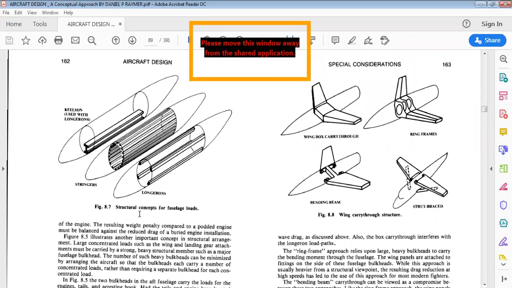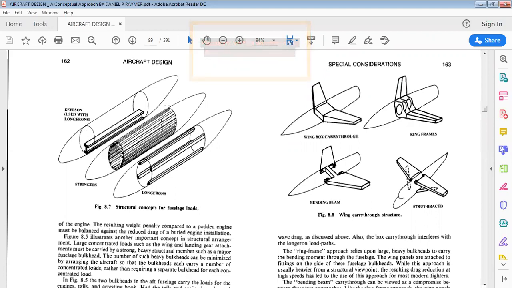And also we can see the structural concepts of fuselage loads. You can see we have stringers, and a keelson used for longerons. You can see the I sections and T sections being used, and how the load will be acting on them. Whenever you are going to design a wing or fuselage structure, you must understand how the loading will be distributed and what type of material we are going to use there.